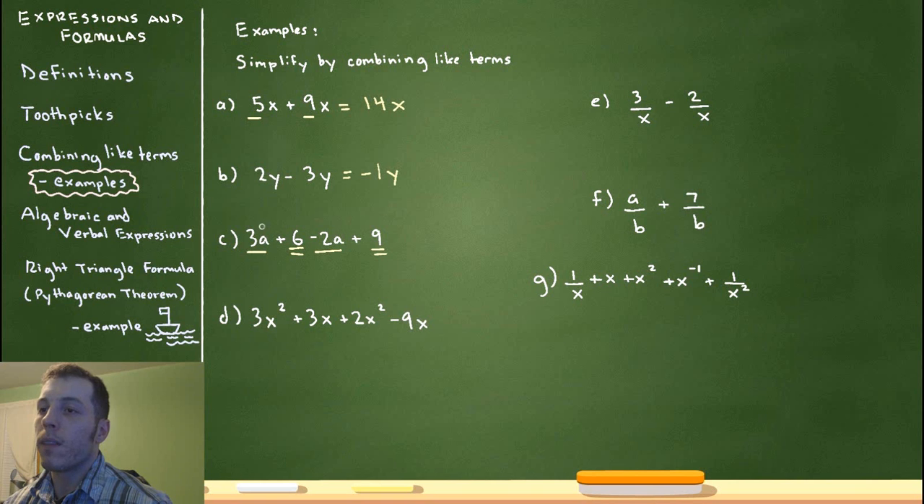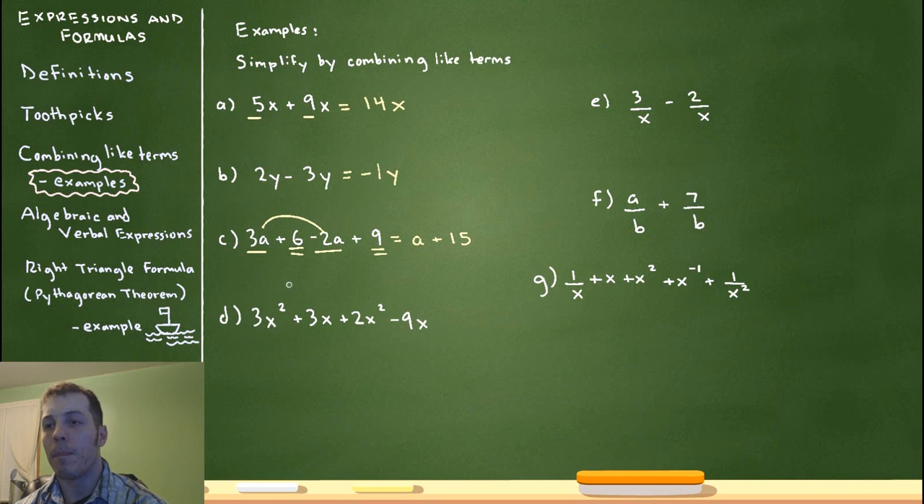But now let's combine these. We have a 3a and a negative 2a. So that gives us 1a. Now I don't need to write the 1, so I'm not going to bother. And then 6 and 9 will give us a positive 15. So we get a plus 15.